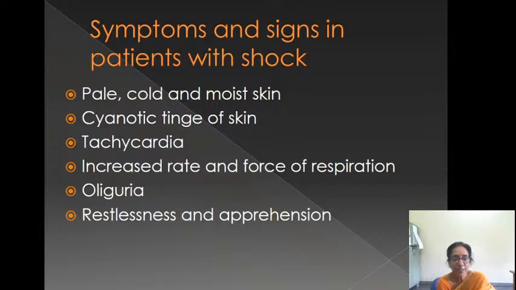blood loss, whenever there is hemorrhage, catecholamines from the adrenal medulla are the first ones to come out. They are powerful stimulants. So the catecholamines are released, and this will stimulate your reticular activating center, bringing about your restlessness and apprehension. So a subject with shock will show all this: pale, cold, and moist skin, bluish skin, increased pulse rate, force of respiration, oliguria, and restlessness and apprehension.